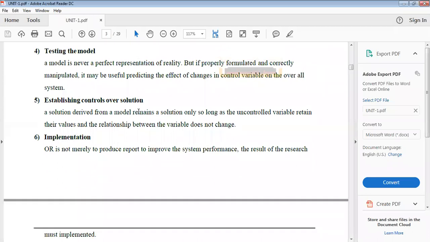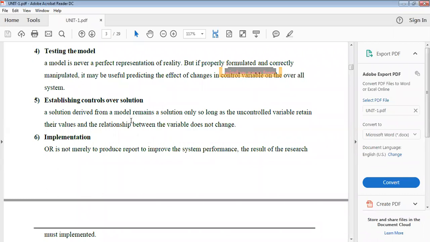Next comes establishing controls over the solution. A solution derived from a model remains a solution only so long as the uncontrollable variables retain their values and the relationships between the variables do not change. There are multiple variables: x1, x2, x3, x4, and so on.